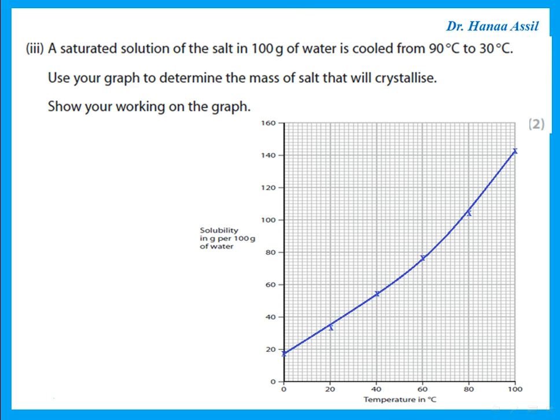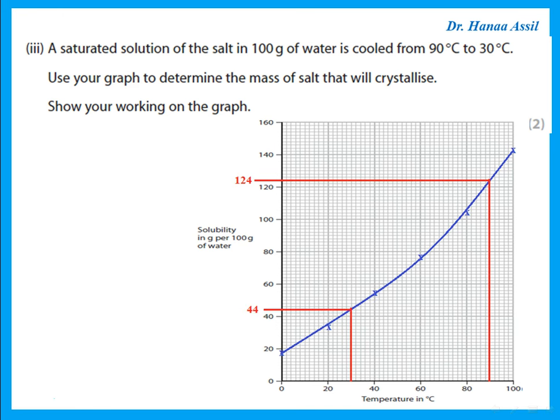Now, what is he saying? He's saying we cooled the solution from 90 degrees Celsius to 30 degrees Celsius. Where is 90? At 90 degrees Celsius, 124 grams were dissolved. Now, if I cool it to 30 degrees Celsius, then only 44 grams will dissolve, and that means the rest will form crystals. So the rest, he wants how much of the salt will crystallize. I will get 80 grams of the salt forming out as crystals.